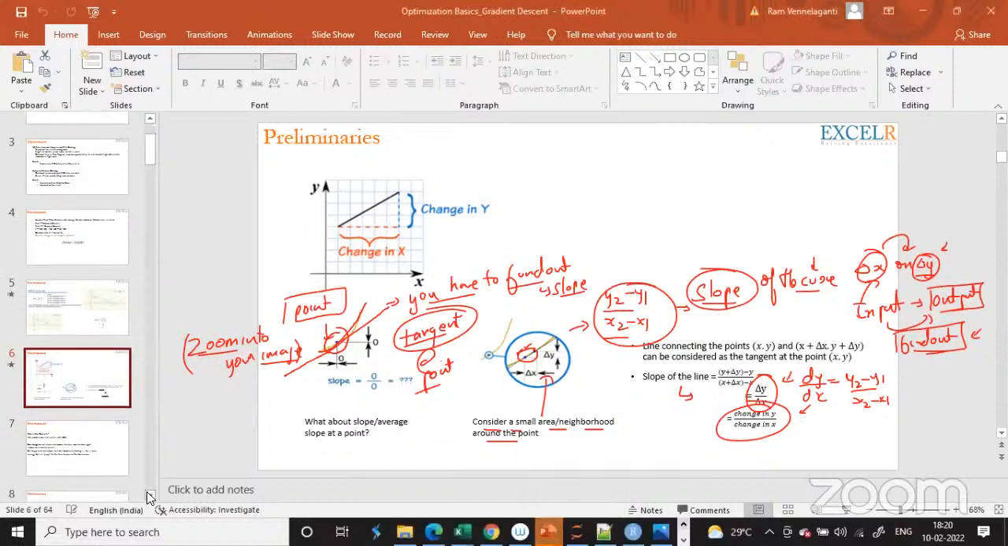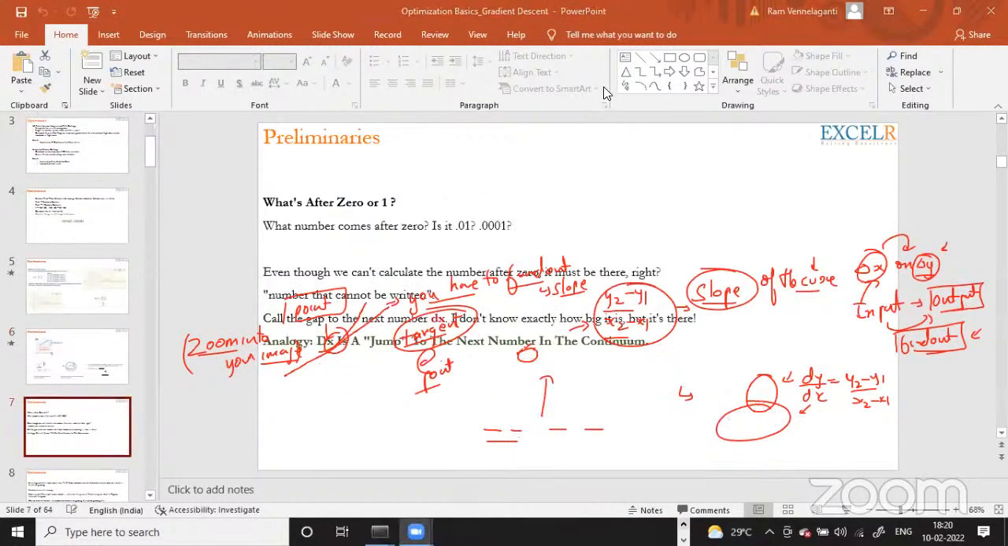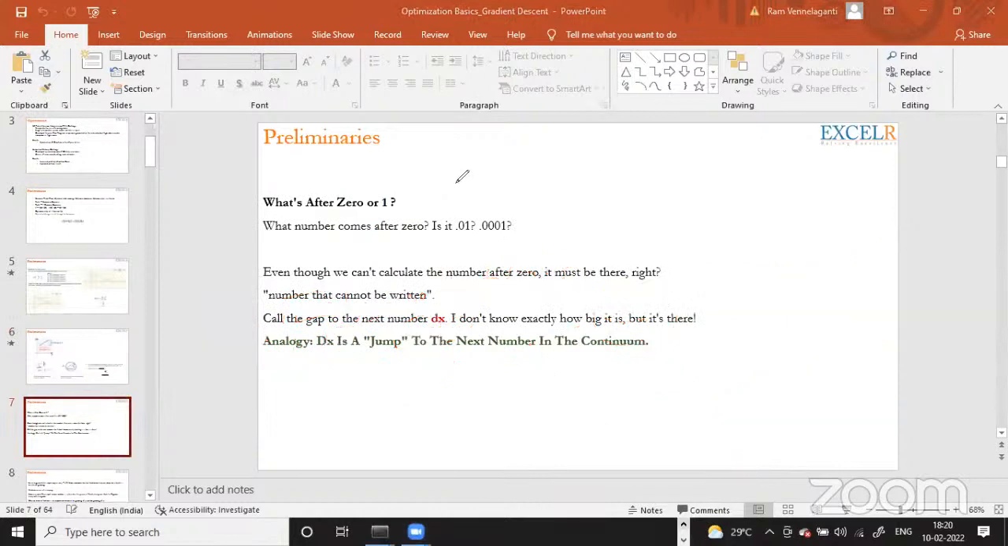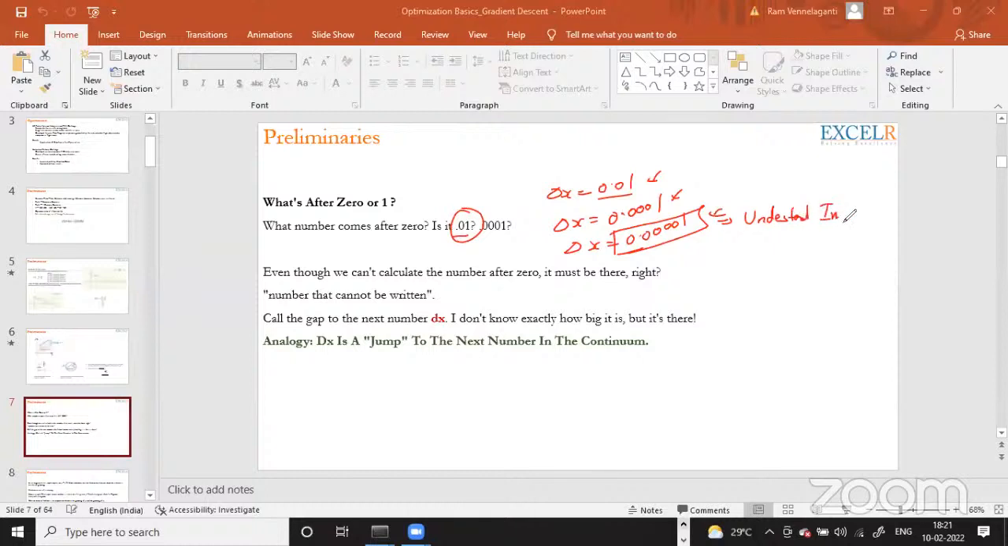So now, that small change can be very, very small. That small change can be a very, very small value for us. For example, that small change can be to the tune of 0.01, or 0.001, or 0.0001. However small that change is, I still want to understand what is the impact on my target variable.